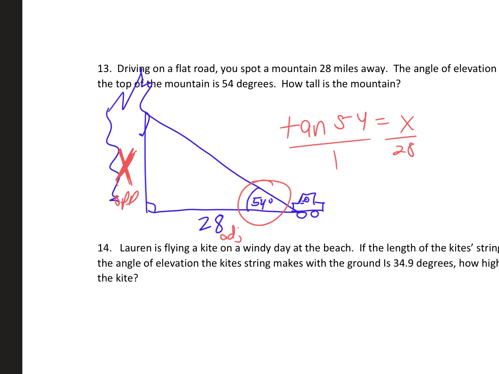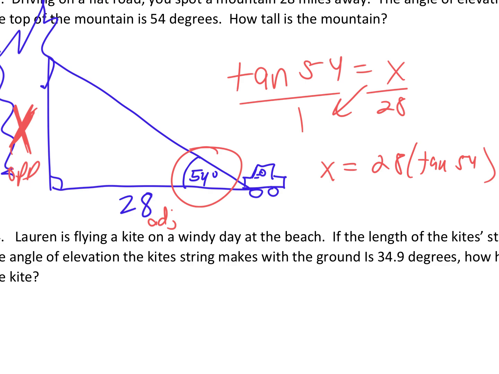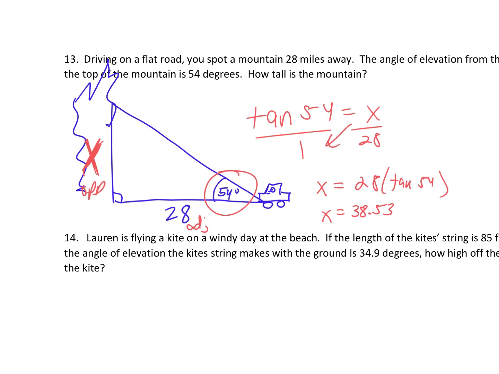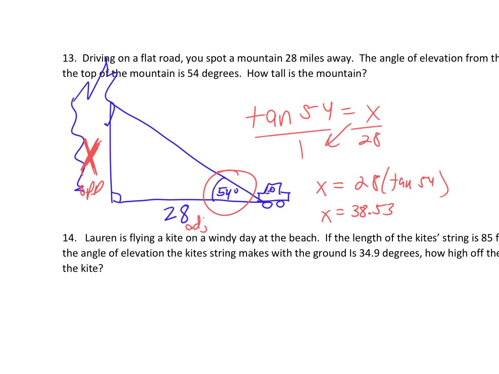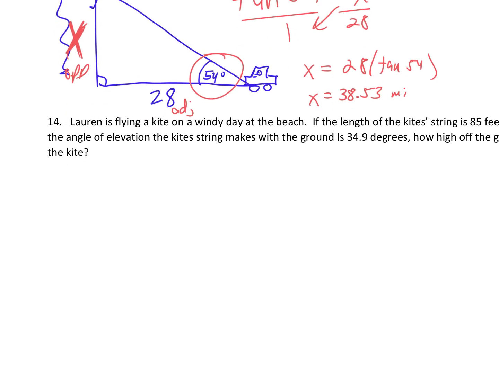We cross multiply. 1 times x is x. And then I have 28 times the tangent of 54. What is that in your calculator? So x equals 38.53. Now, since this started off with miles, this is measured in miles. I'm not making you convert it. I know that doesn't make a lot of sense that the mountain is 38 miles tall. It's a big one. It's the biggest one in the world. I just made it up. So we wouldn't have to convert it? No.